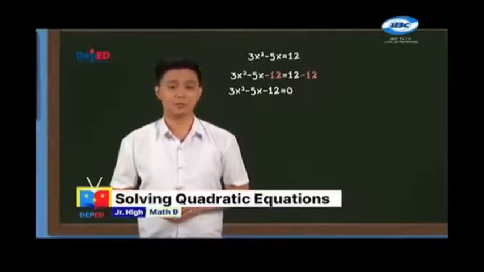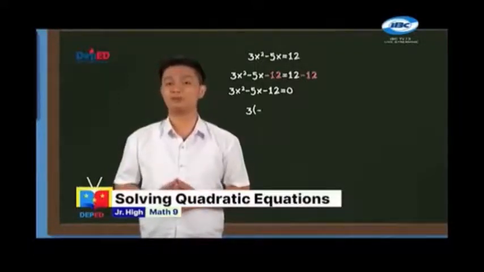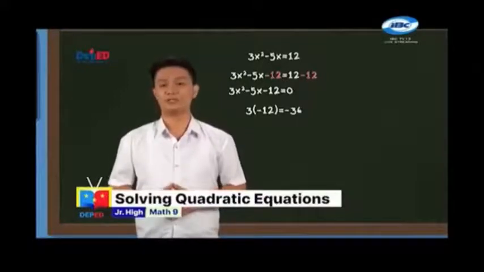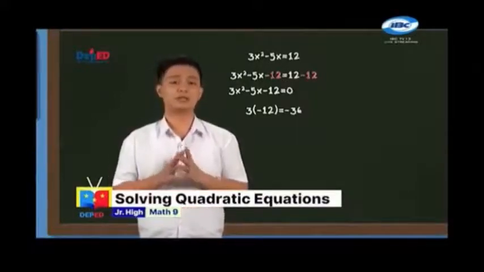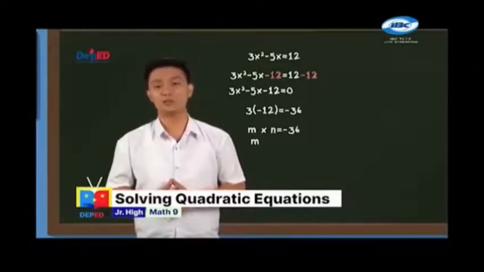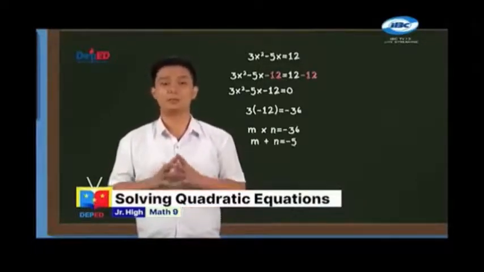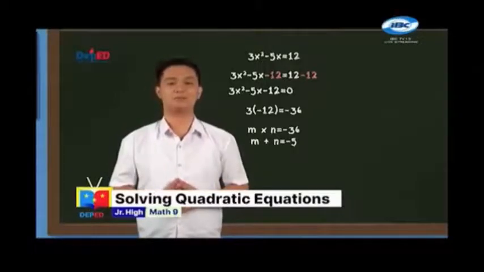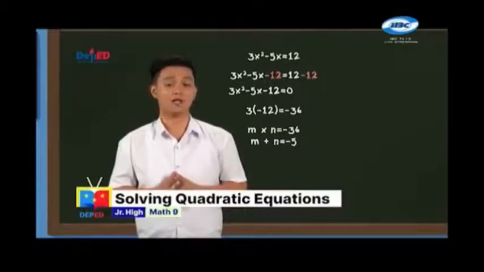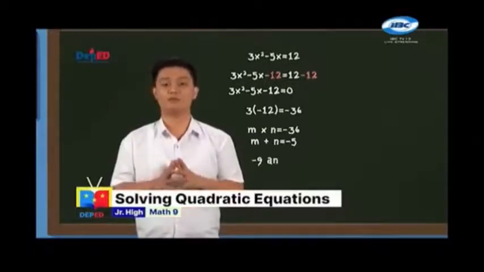We multiply 3, the leading coefficient, by negative 12, the constant term. Their product is negative 36. So, we have to think of two numbers whose product is negative 36 and whose sum is negative 5, the middle term's coefficient. Have you figured them out? They are negative 9 and 4.